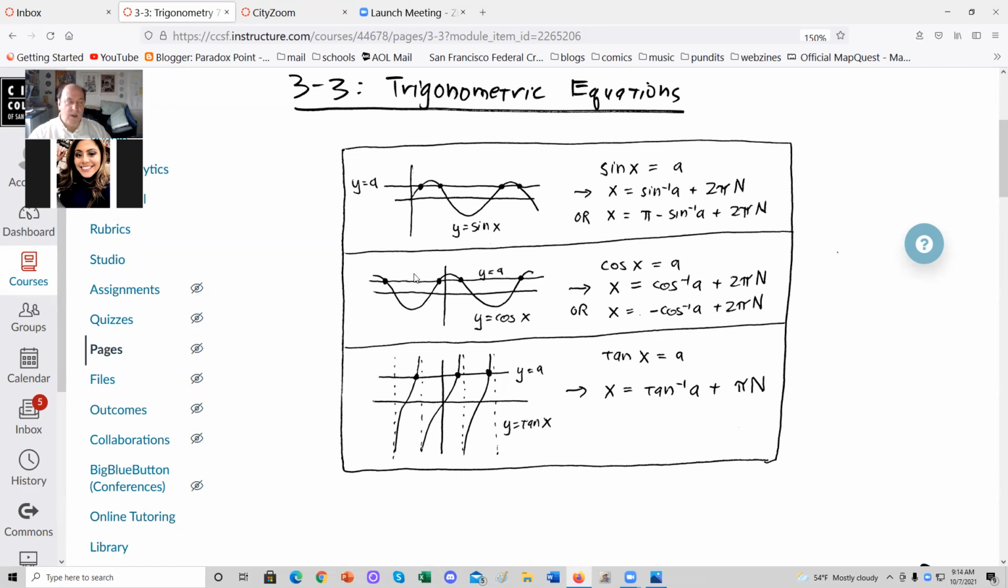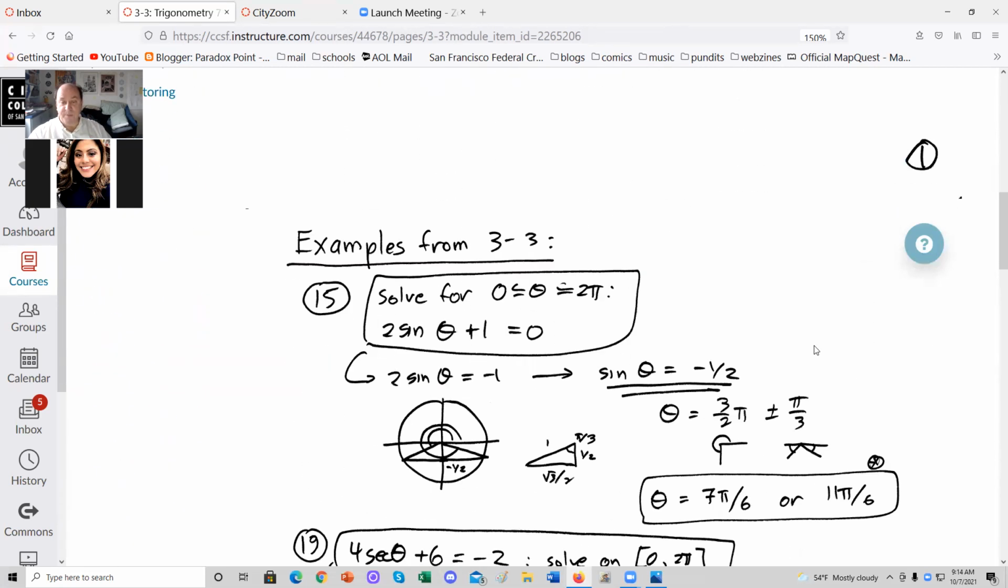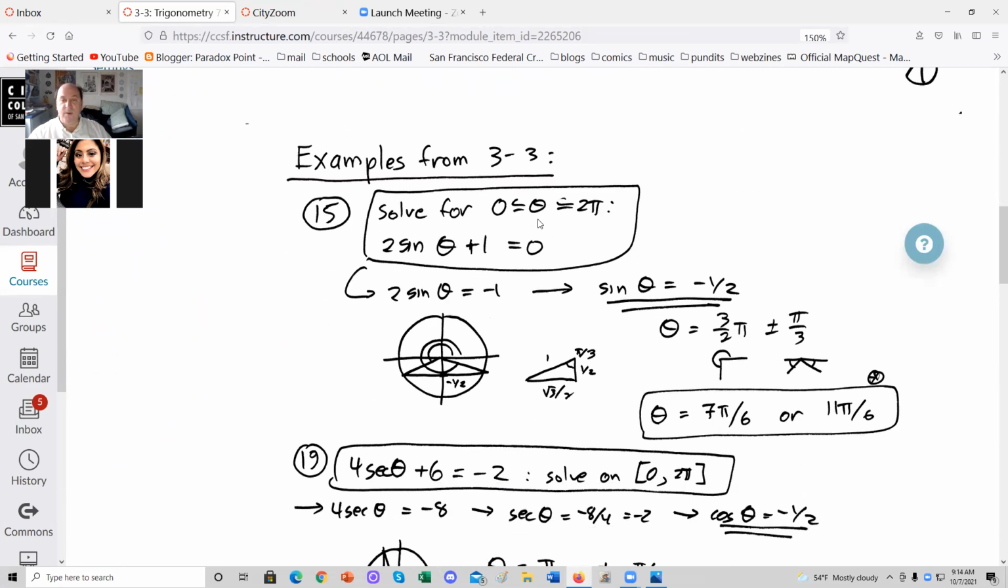And of course, any equation you can turn into sine equals something, cosine equals something, or tangent equals something, you can then solve like this. So for example, let's solve for theta between 0 and 2 pi, so we'll skip the 2 pi n part. 2 sine theta plus 1 equals 0. First we do a bit of algebra. 2 sine theta equals -1. Sine theta equals -1/2.